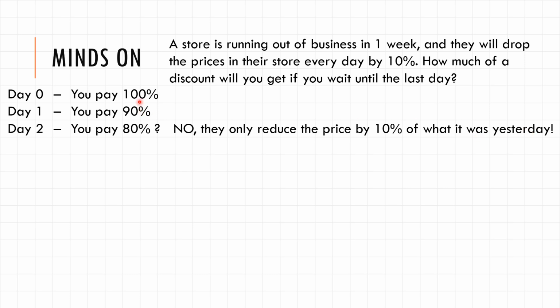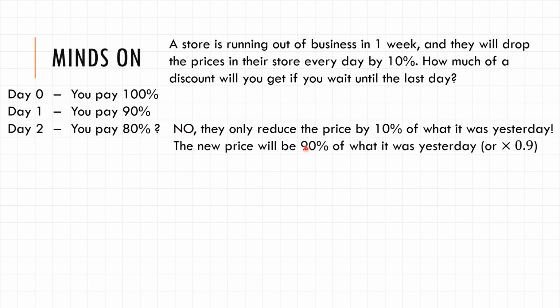So if something cost $1 on day 0, on day 1 it costs 90 cents. On day 2, the price has to go down by 10%. And 10% of 90 cents doesn't get you down to 80 cents. The new price is only going to be 90% of what it was yesterday. And whenever you see the word of, that means you need to multiply by what? By 90% as a decimal, which is 0.9.